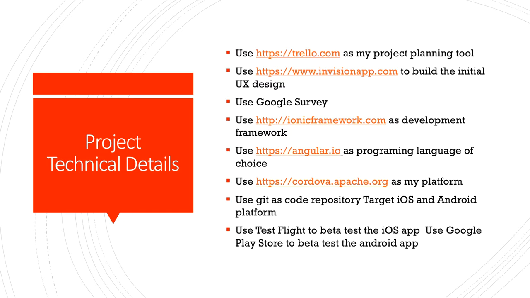It's a cross-platform mobile application development framework, which uses Angular as the programming language of choice, and Cordova as the platform. Cordova is an Apache project. These are all open source projects. I used Git as my code repository and targeted iOS and Android as my platforms. I used TestFlight for my beta test, and used Google Play Store to beta test my Android app.